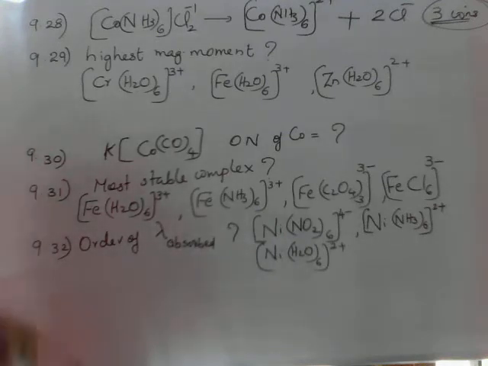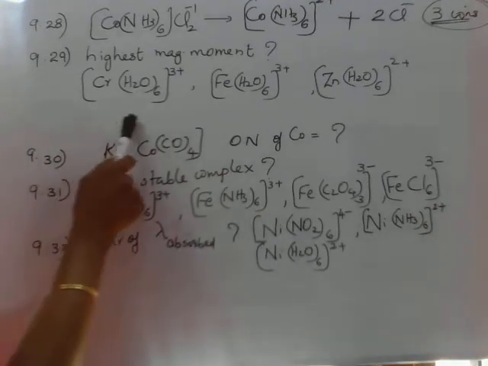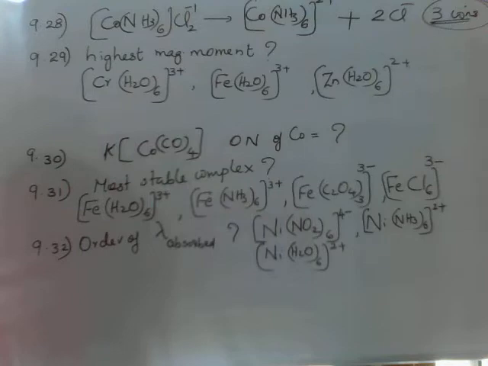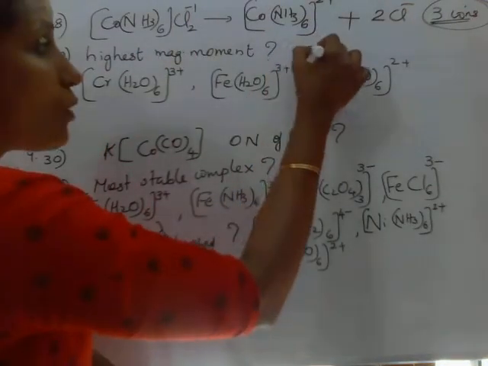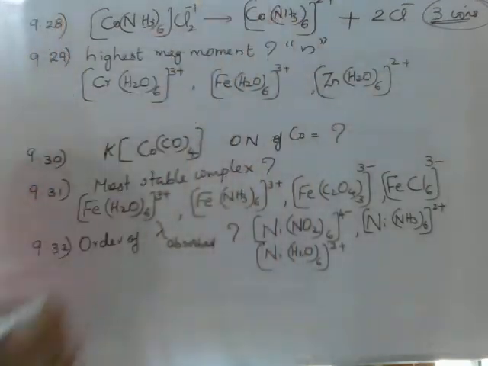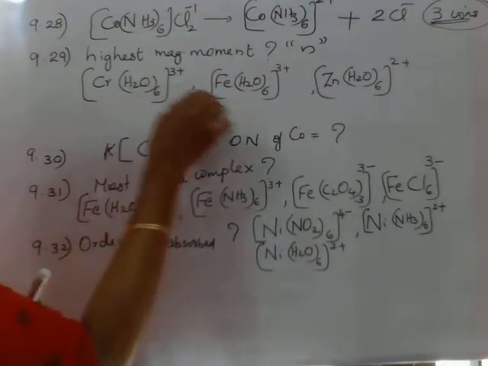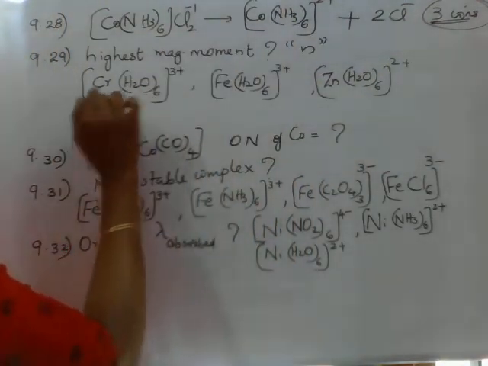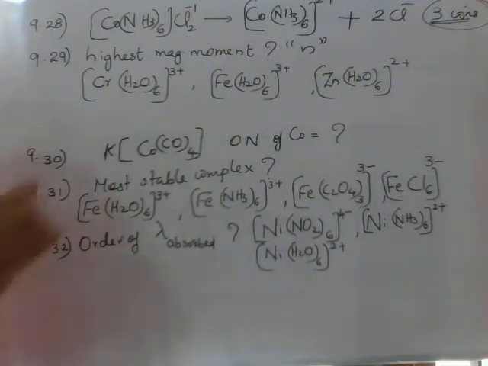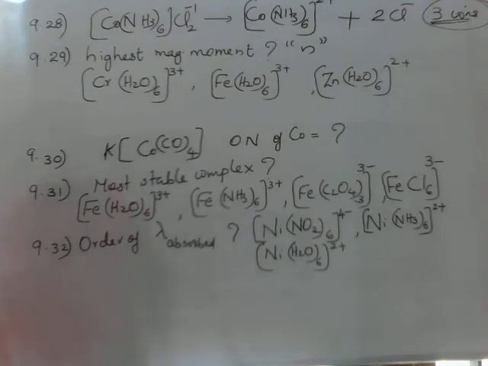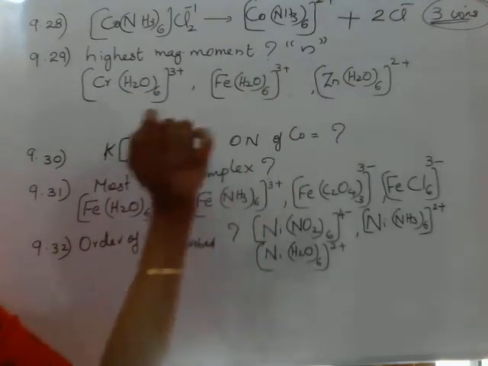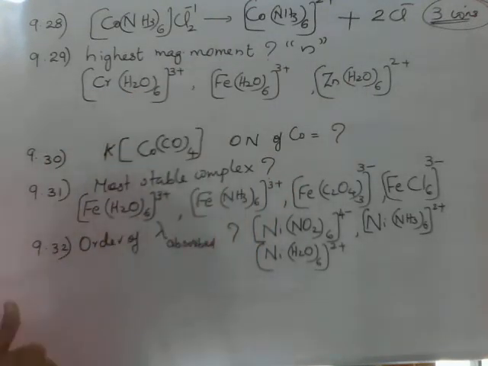Now the next question. Which of the following has the highest magnetic moment? Magnetic moment depends on the number of unpaired electrons. So you need to find the number of unpaired electrons present in the central metal atom of these complexes. Here you can see chromium, all the complexes are octahedral. Coordination number 6. Ligands are the same, water molecules.